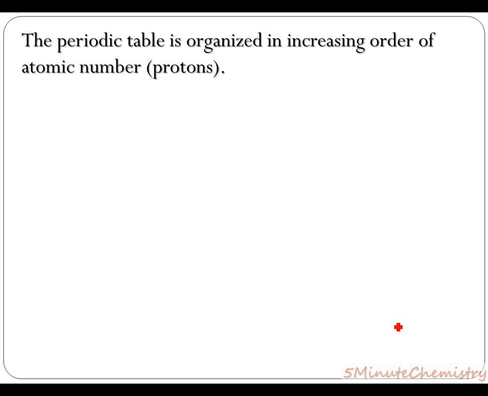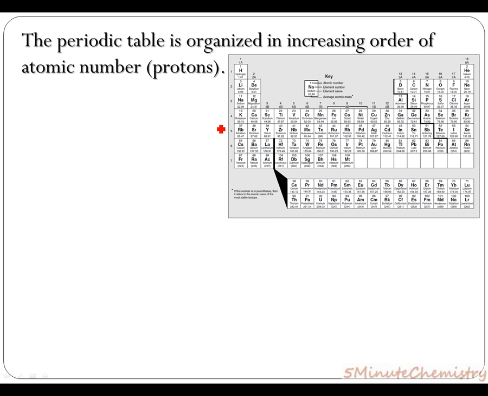The periodic table is organized in increasing order of atomic number. Okay, so as you look here, you notice element 1, 1 proton, element 2, 2 protons, 3, 4, 5, 6, and so moving left to right and then top to bottom, this is how the periodic table is organized by the atomic number, the number of protons.